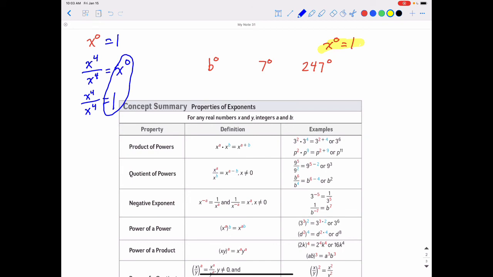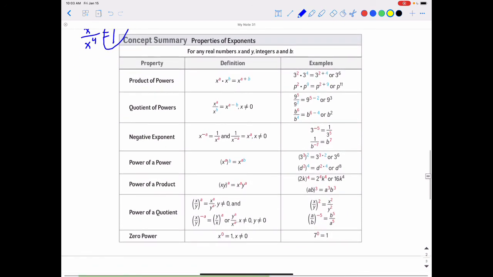So b to the 0 power, what's it equal? Well, it equals 1. 7 to the 0 power, what's it equal? It equals 1. 247 to the 0 power, what's it equal? It equals 1. It doesn't matter how big or how small it is, it's always going to equal 1. So right here is a summary of all the exponential rules that we just discussed. This is in your textbook in section 4.1.